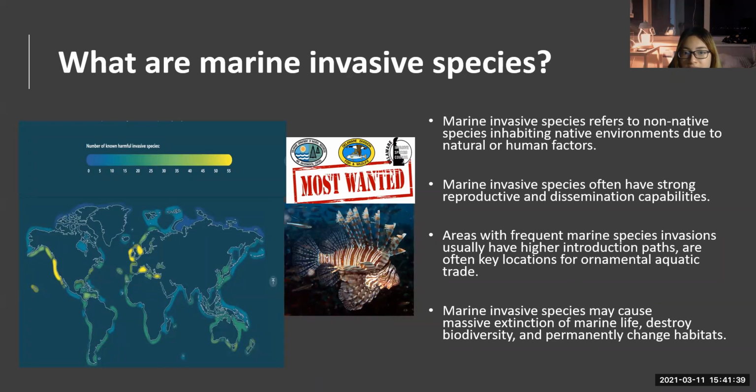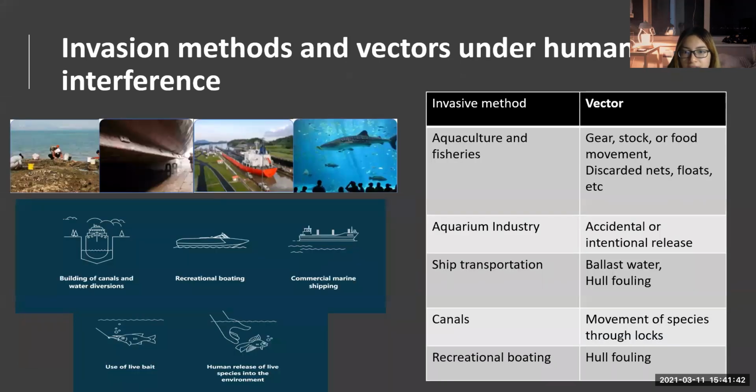And now I'm going to move to the second slide, where I listed the common methods and vectors of invasions. Species can be introduced to new aquatic environments in a number of different ways. Commercial marine shipping is the largest source of significant aquatic species invasion worldwide. And among different vectors, it is reported that hull biofouling accounted for about 35% of aquatic invasive species, followed by 20% from ballast water.